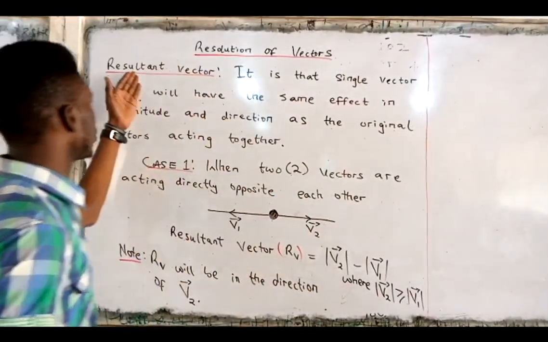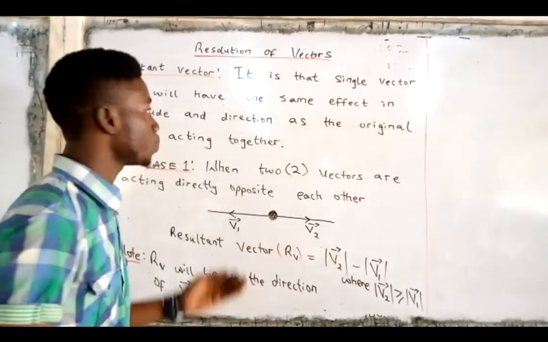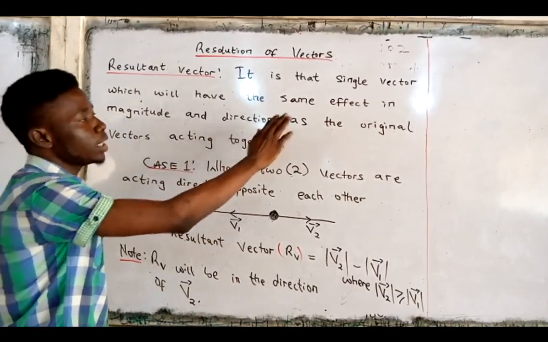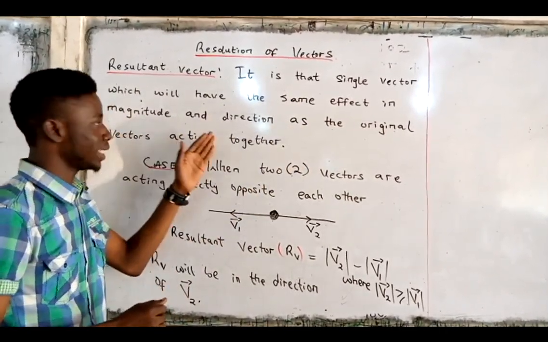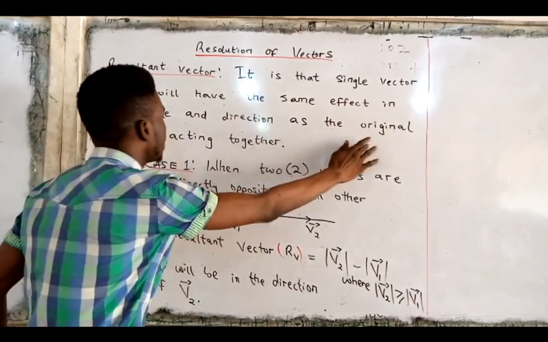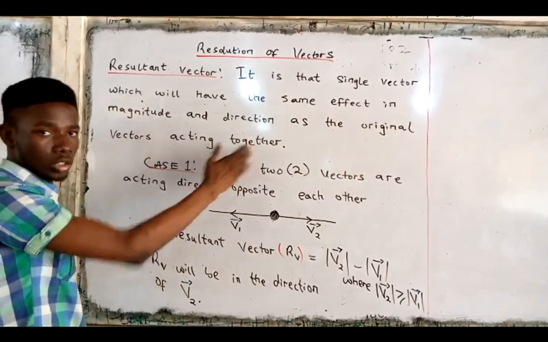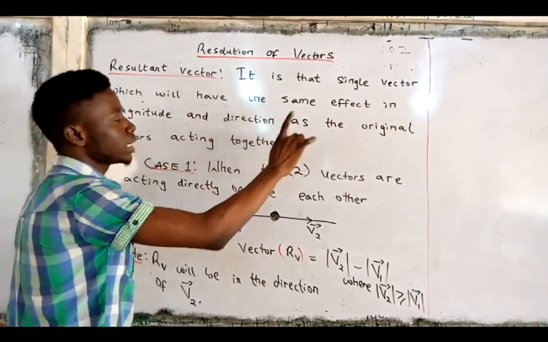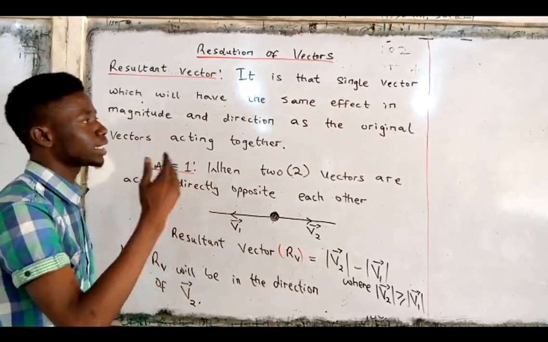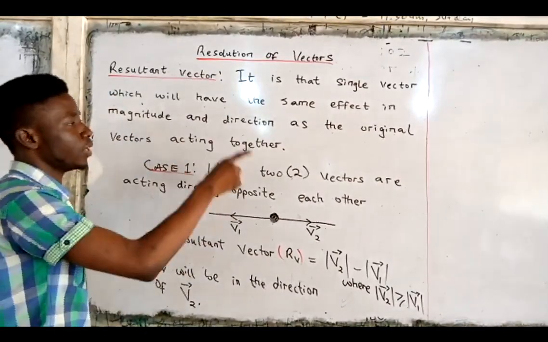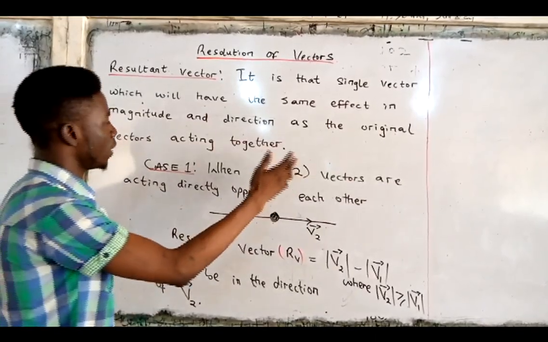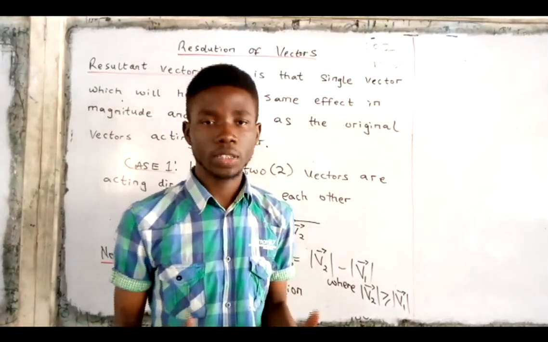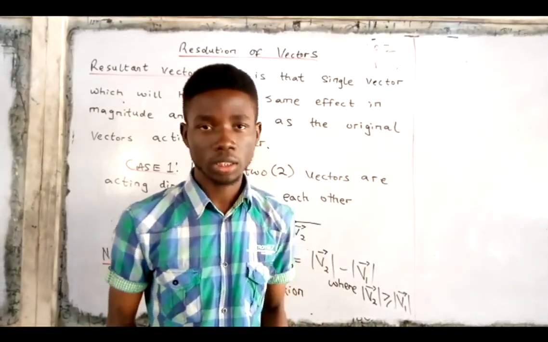Now, resultant vector. What is a resultant vector? It is that single vector which will have the same effect in magnitude and direction as the original vectors acting together. Let me read that again. It is that single vector which will have the same effect in magnitude and direction as the original vectors acting. What are we trying to say? Let's say we have different vectors acting together on a body.